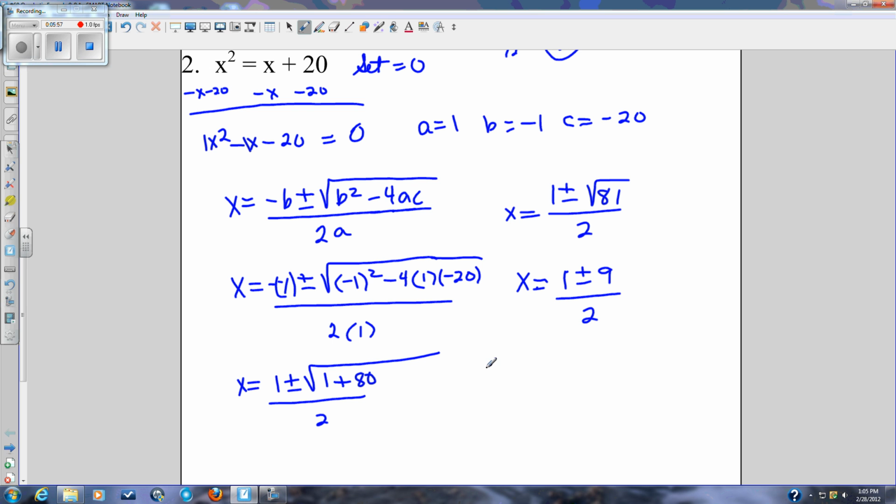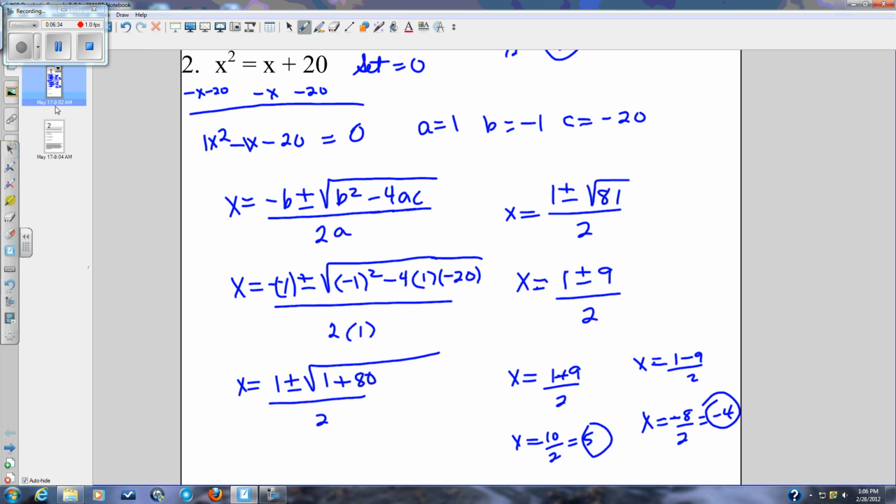And now we make this into our two answers, where we have x equals 1 plus 9 over 2, which gives us 10 over 2, which is 5. And then we do our minus. So we have x equals 1 minus 9 over 2. So x equals negative 8 over 2, which gives us negative 4. So there are our two solutions. Okay? And that's all we're going to do on this page. Let's go on to the next page of your outline.